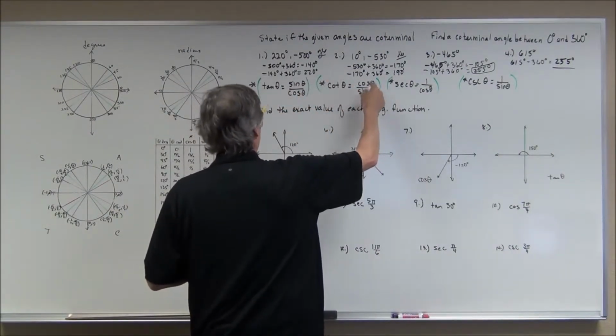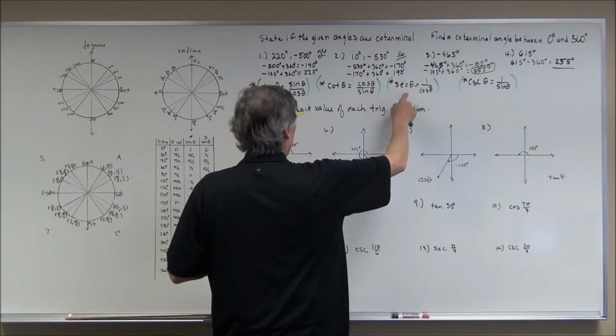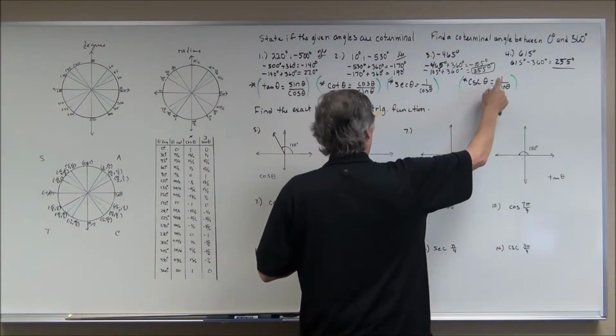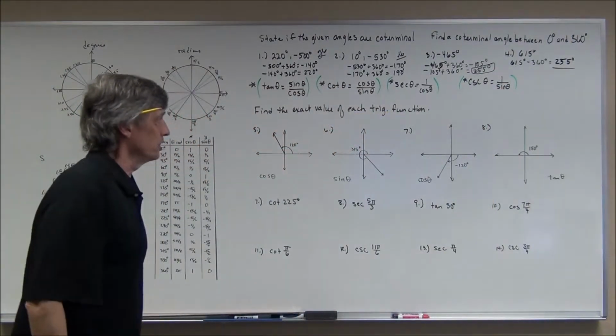Cotangent is just the reciprocal: cosine of theta over the sine of theta. The secant and the cosine are reciprocals, so the secant is 1 over the cosine of theta, and the cosecant of theta is 1 over sine of theta, as they are reciprocals. Sine and cosecant are reciprocals of each other.